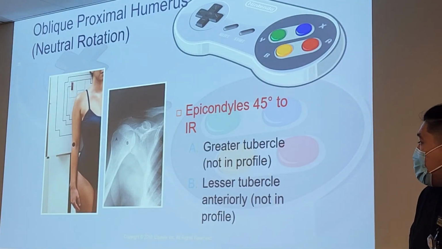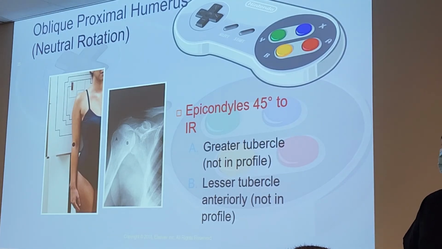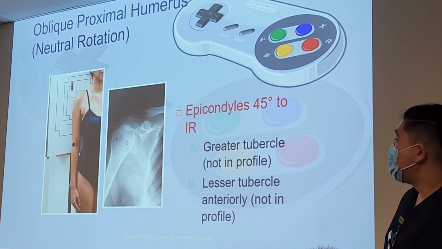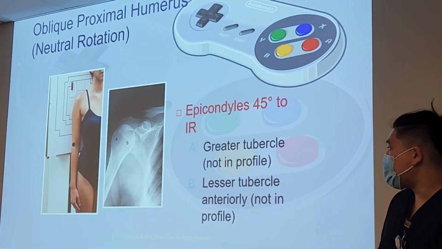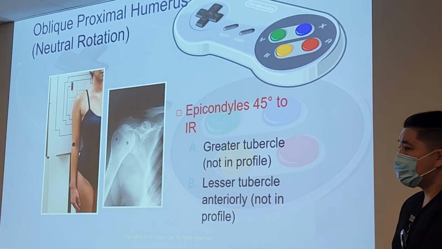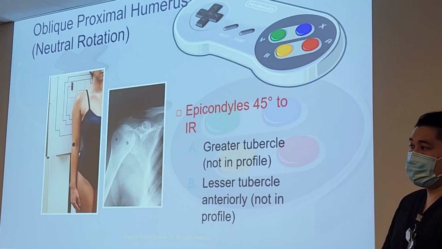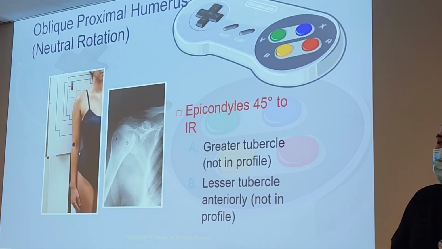And in this position, neither one of the tubercles are actually going to be really seen. They're not going to be in profile. They're both going to be superimposed on that humeral head. So you can see A and B, both not really visible in this position. You said they're both superimposed? Yeah. They're both superimposed upon the humeral head.